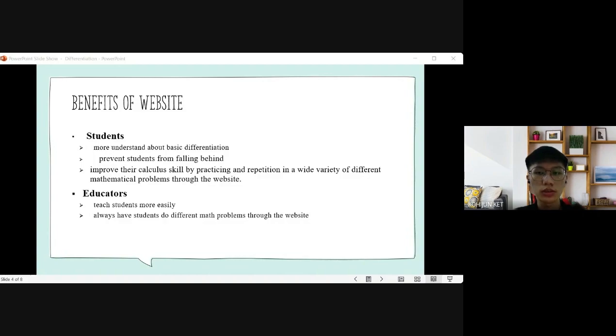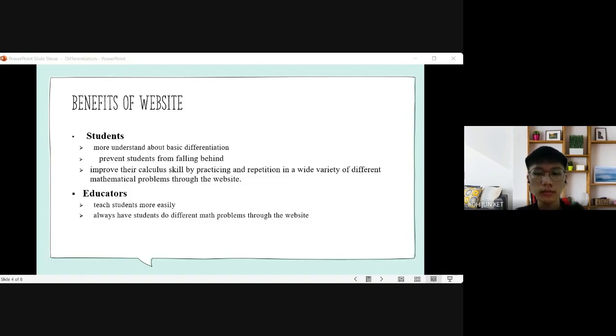The website can prevent students from falling behind, because this is more common in the classroom. Students can gain a deep, practical understanding of calculus at their own pace through website learning, preventing them from missing out on learning key skills. Students can improve their calculus skills by practicing and repeating a wide variety of different mathematical problems through the website. The features on the website allow students to work on complex problems over time and return to their mistakes if required.